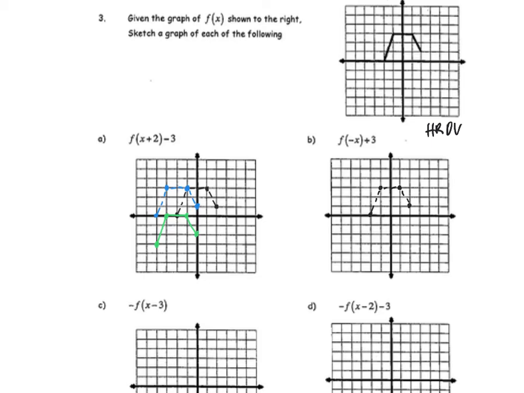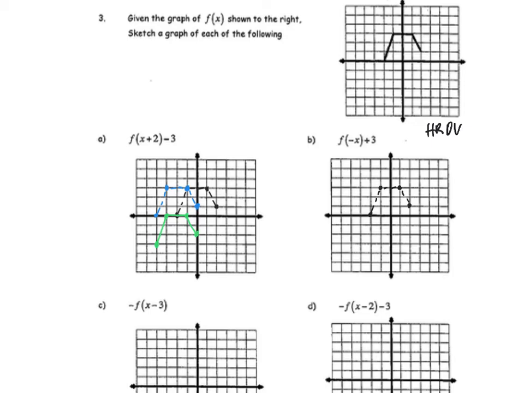HRDV, do I have any horizontal shifts first to do? I do not. Do I have any reflections? Ooh, yes I do. I have a negative on the inside. And it's on the inside. Is that the x or y axis? Again, let's think about if you're looking at your reflection on the inside, that means you're reflecting over the y axis. You're looking at a mirror. That's a vertical type of reflection, so over the y axis.